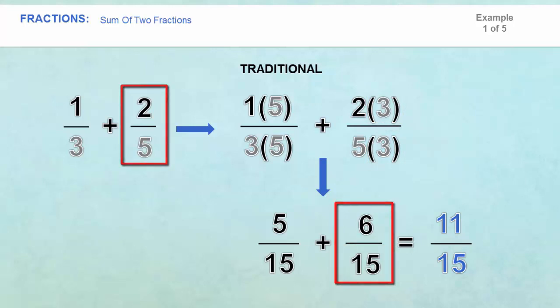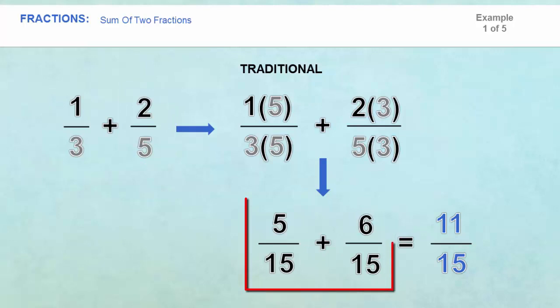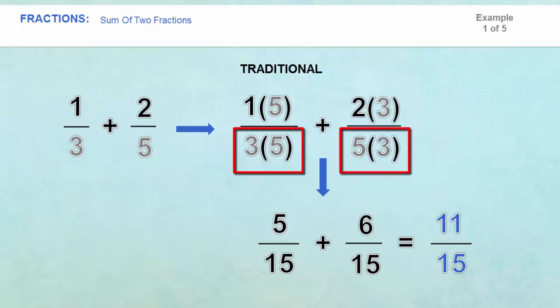6/15. And then finally, we can add the two fractions. 5 plus 6 is equal to 11. And then the denominator is left the same. Under this technique, we do not have to find the lowest common denominator.